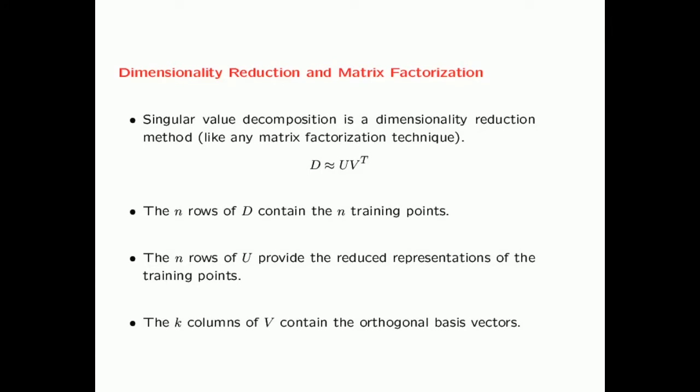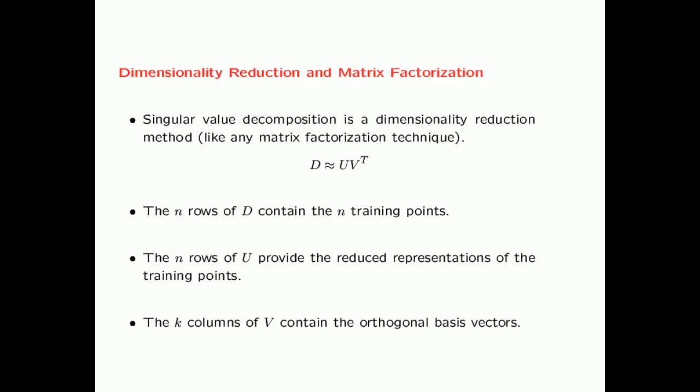Now, singular value decomposition is a dimensionality reduction method just like any other matrix factorization technique. So essentially you are factorizing the matrix into two factors U and V transpose. Now let's interpret this from the perspective of your training points, which you will be using in your autoencoder. The n rows of D contain the n training points. These are the points that we will feed into our autoencoder. The n rows of U contain the reduced representations of the training points.